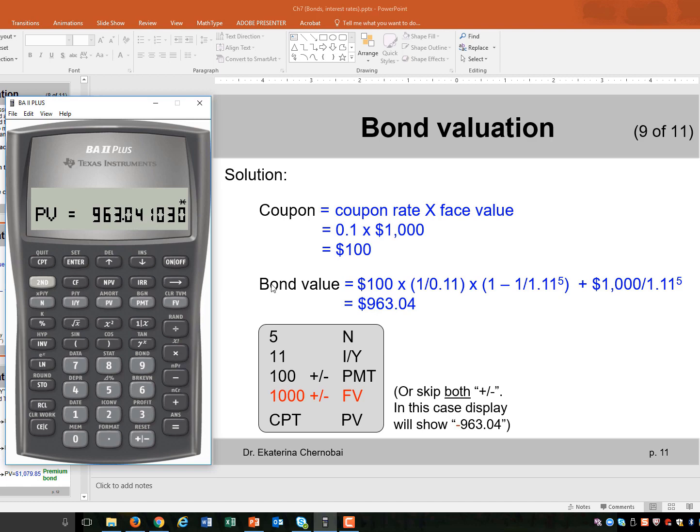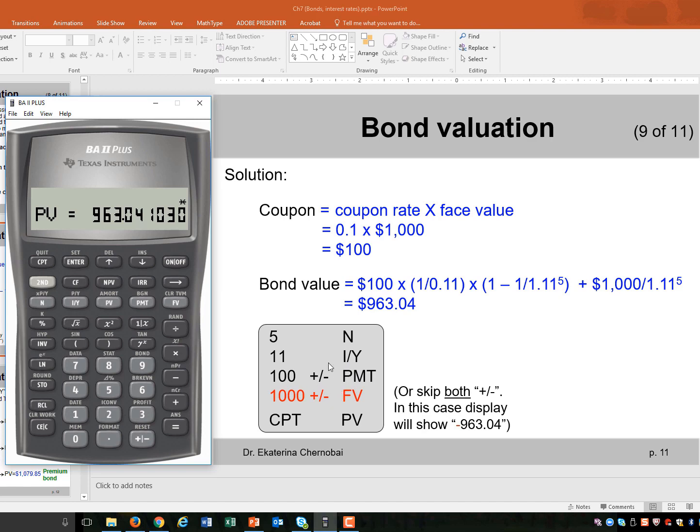$963 and a little bit more than 4 cents, right? So the new thing here is entering the face value, which is FV, future value. And it's always $1,000. And the important thing is, like I explained on the slide, both the PMT, the coupon amount, and the FV, the face value, must be entered with the same sign. So I showed how you enter both as negative.